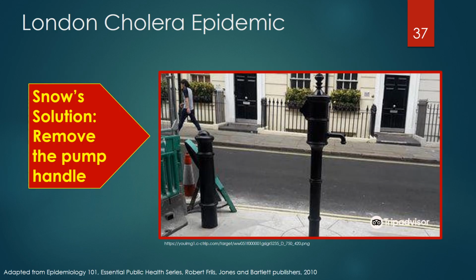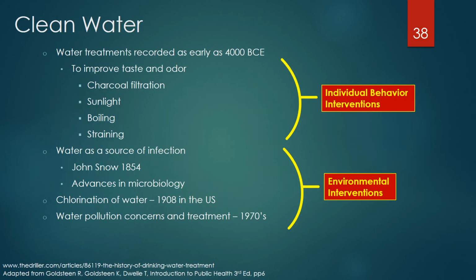Using that data, Snow developed a practical solution to the problem. Remove the pump handle, which Snow did. This picture is the famous Broad Street pump with the handle removed. Knowledge of disease-causing microorganisms increased dramatically during the remainder of the 19th century due to advances in the field of microbiology. Cholera, typhoid, hepatitis, and other infectious diseases were recognized as waterborne illnesses and controllable through water treatment.